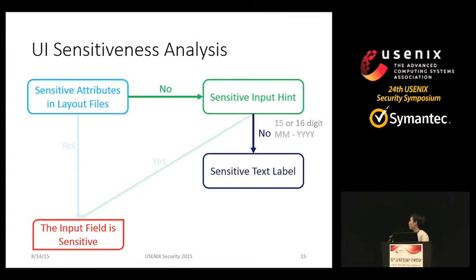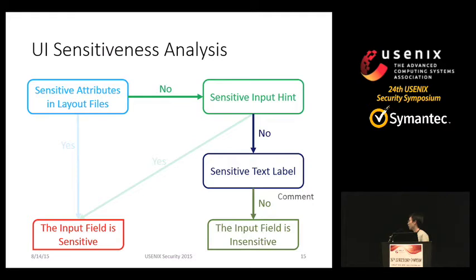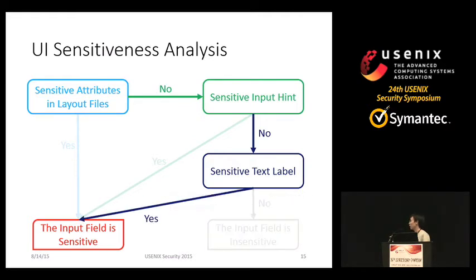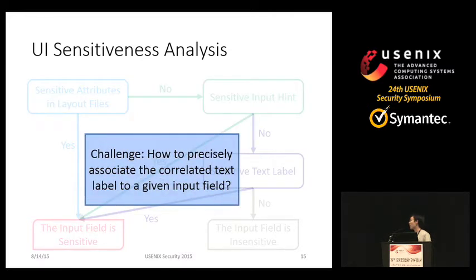If not, SUPOR wants to check whether the associated text label contains sensitive keywords. In our previous examples, the label comment indicates an insensitive input field, but the labels card number and expiration date indicate sensitive input fields. The first 2 steps are simple, but here comes a challenge: how to precisely associate the correlated text label to a given input field for the 3rd step.